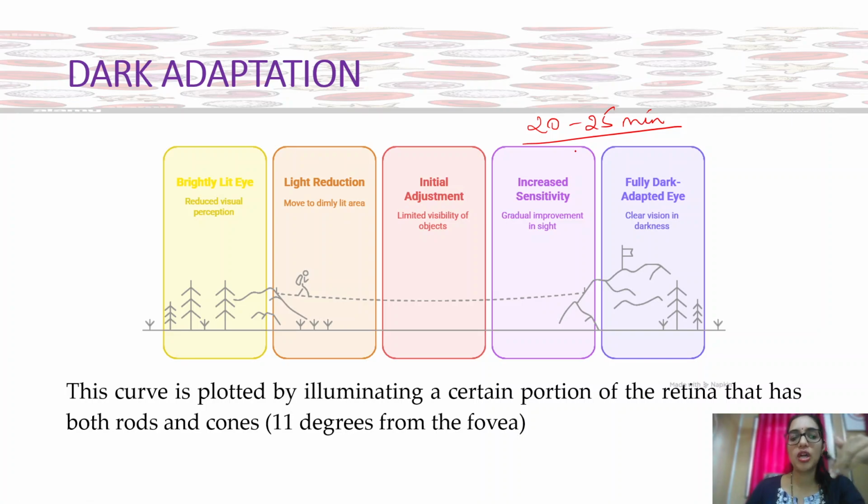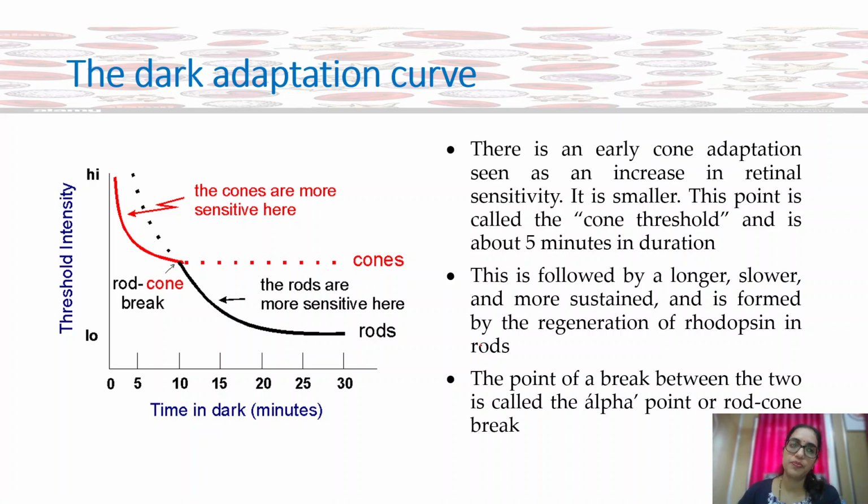So you can plot the dark adaptation curve by illuminating a portion of the retina that has both rods and cones, that is around 11 degrees from the fovea. So this is used primarily to detect rod dysfunction. So what is the dark adaptation curve? Here we plot the sensitivity of the rods and cones against time.